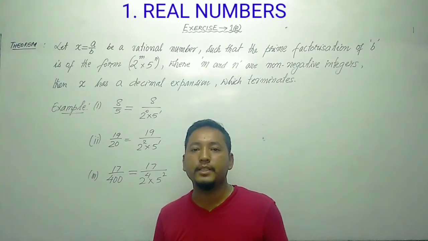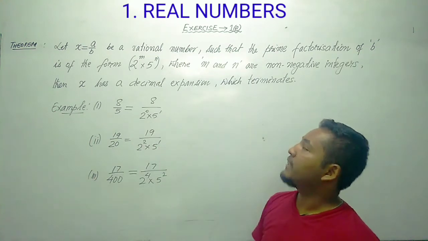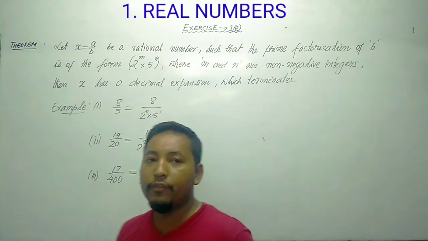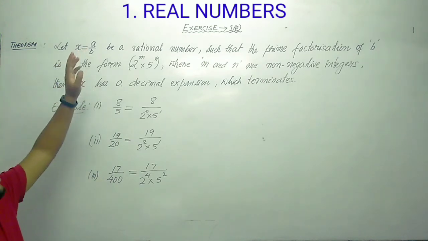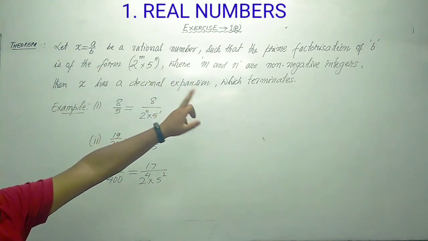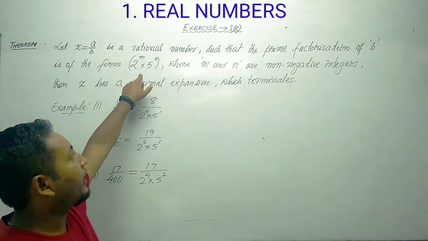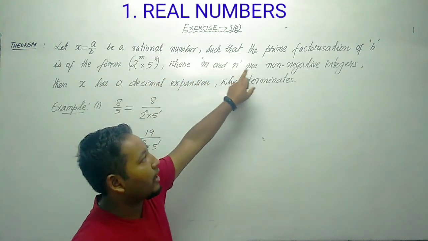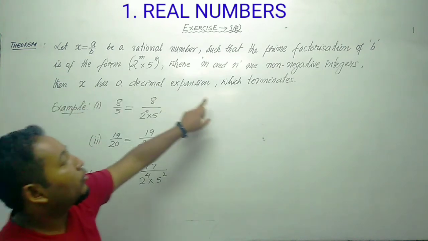Now let us move to the next exercise. Before we start with the next exercise, that is exercise 1E, let me give you a theorem. The theorem is very simple, very easy to understand. Let x equal a by b be a rational number such that the prime factorization of b is of the form 2 to the power m into 5 to the power n, where m and n are non-negative integers. Then x has a decimal expansion which terminates.